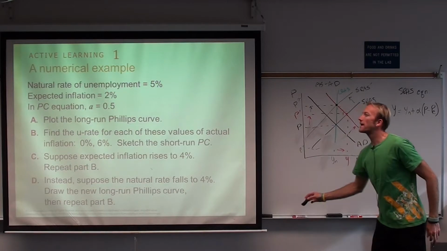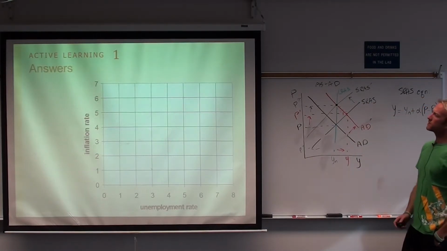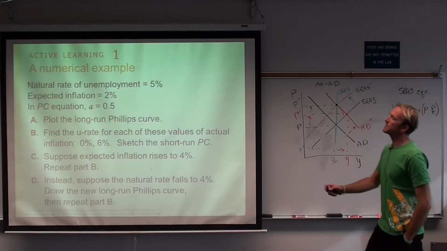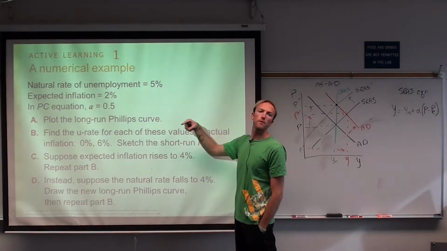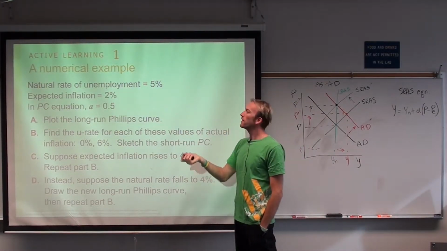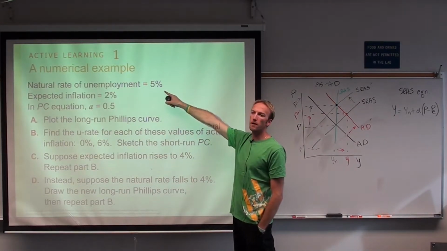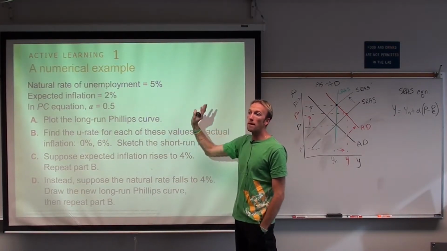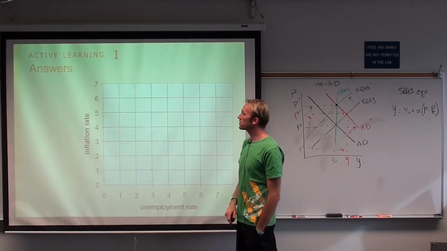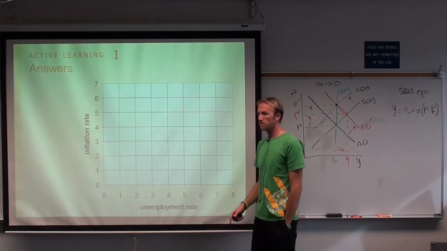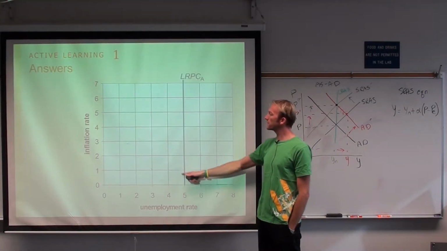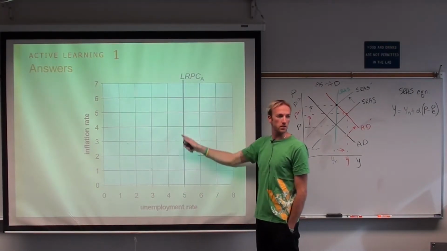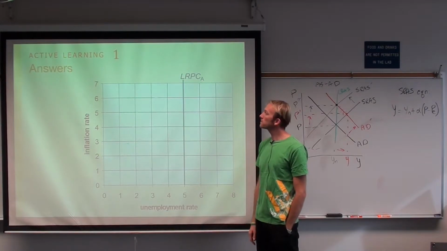All right, let's do A and B together. This says the natural rate of unemployment is 5%, and we're going to go ahead and plot the long-run Phillips curve, which means that in the long run, the unemployment's always going to be at where? 5%, no matter what we do to the inflation. So the long-run Phillips curve is really easy. Unemployment is at 5%, no matter what the level of inflation. Long-run Phillips curve.